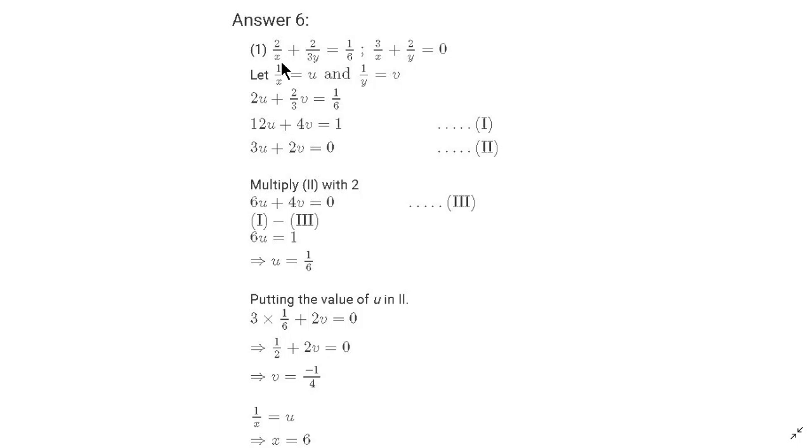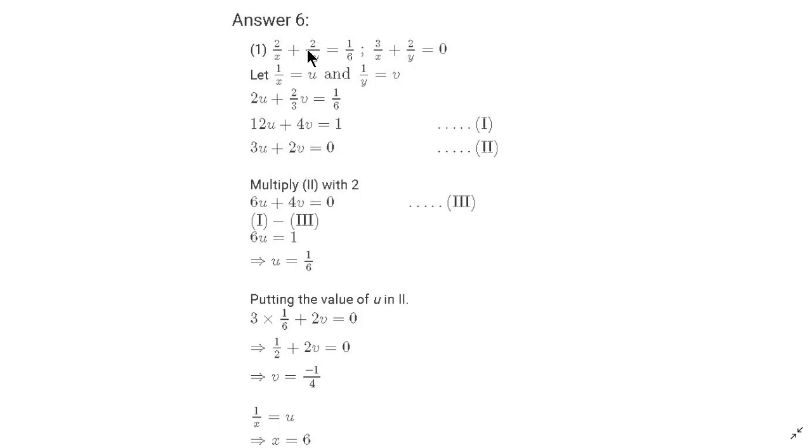We can see here 2 upon x plus 2 upon 3y is equal to 1 upon 6. Similarly, 3 upon x plus 2 upon y is equal to 0. Because they are not linear, we are doing this substitution to convert them into linear equations. 1 upon x is equal to u and 1 upon y is equal to v. So if we put u and v like this, what is the equation?